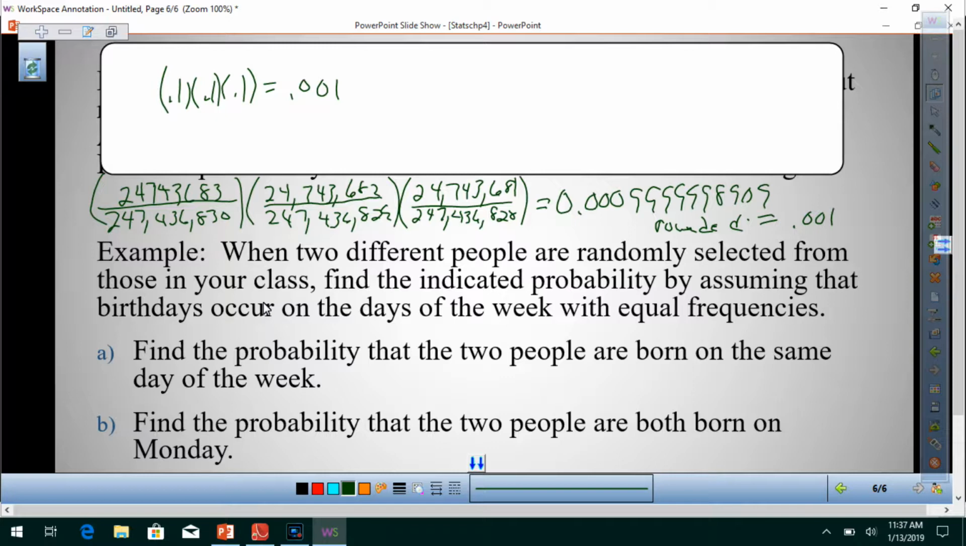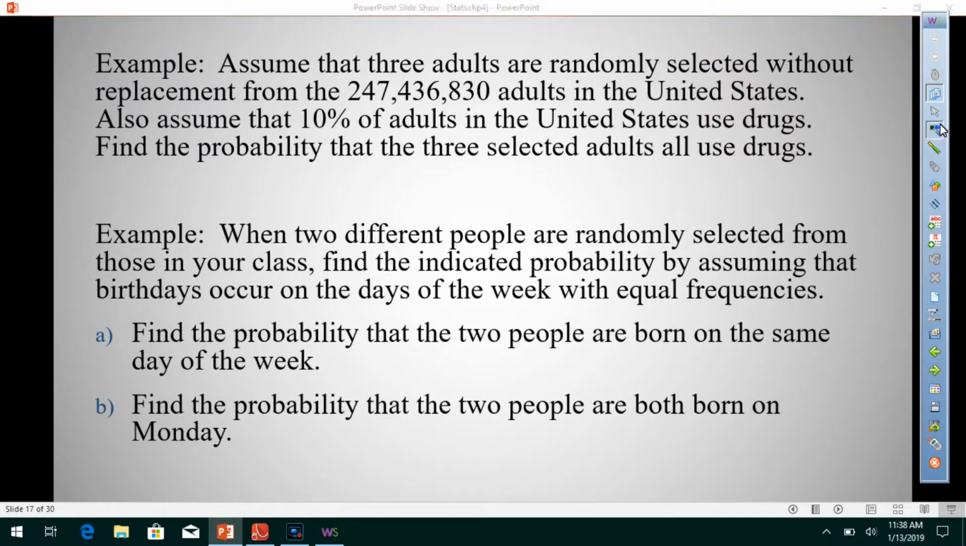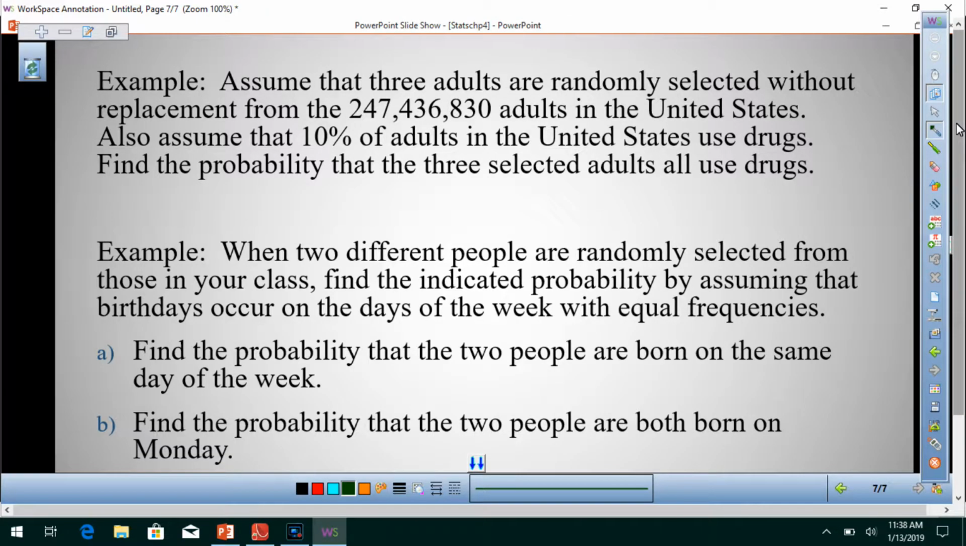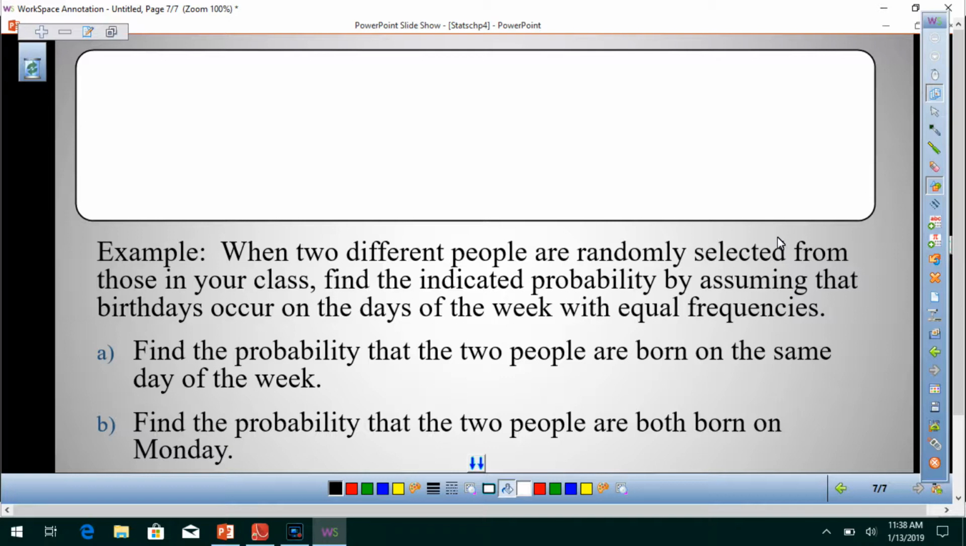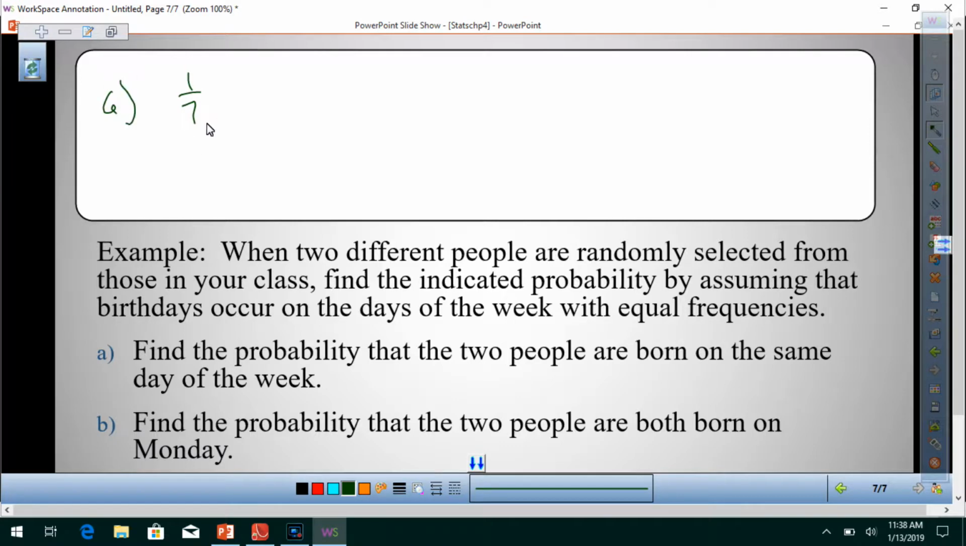Let's look at the second example. When 2 different people are randomly selected from those in your class, find the indicated probability by assuming that birthdays occur on the days of the week with equal frequencies. Okay. Find the probability that the 2 people are born on the same day of the week. Well, the first person is on any day of the week, right? And then the second person being born on that same day would be, well, how many days of the week? That would be 1/7. Okay, so for A, we have a probability of 1/7.